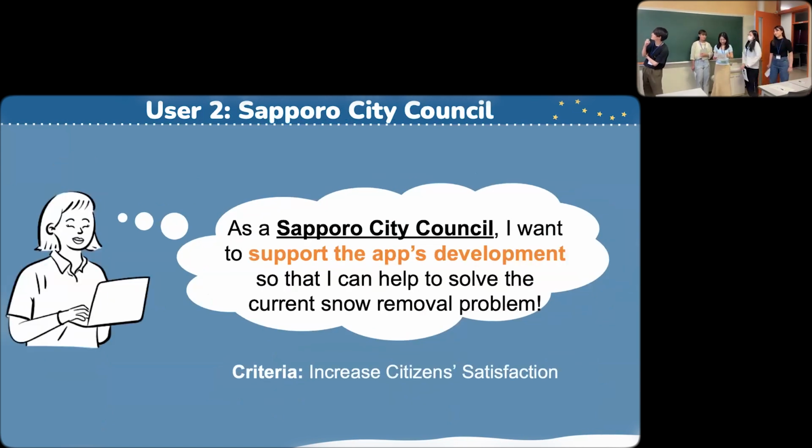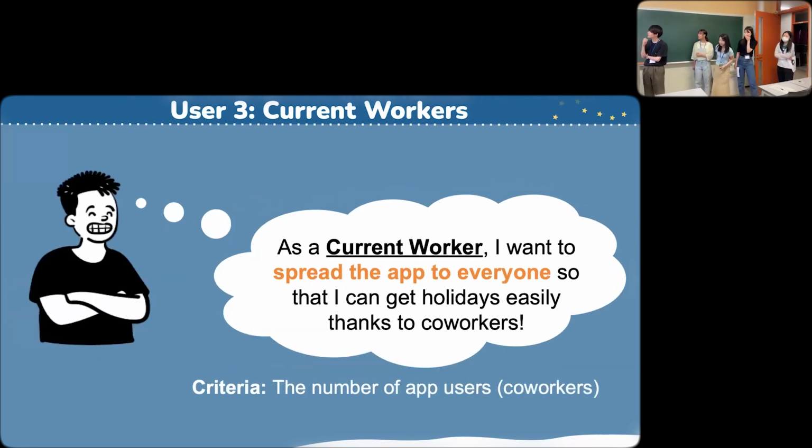The second user is Sapporo City Council. As Sapporo City Council, I want to support the app's development so that I can help to solve the current snow removal problem. The criteria is increase of citizens' satisfaction. The third user is current workers. Hi, mate. I'm a snow removing worker. As a current worker, I want to spread the application to everyone so that I can get holidays easily. The criteria is enough number of app users.